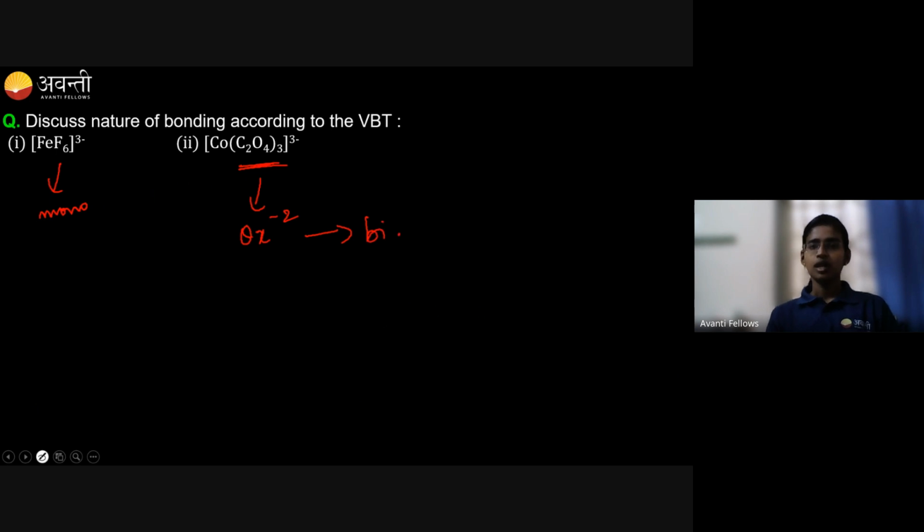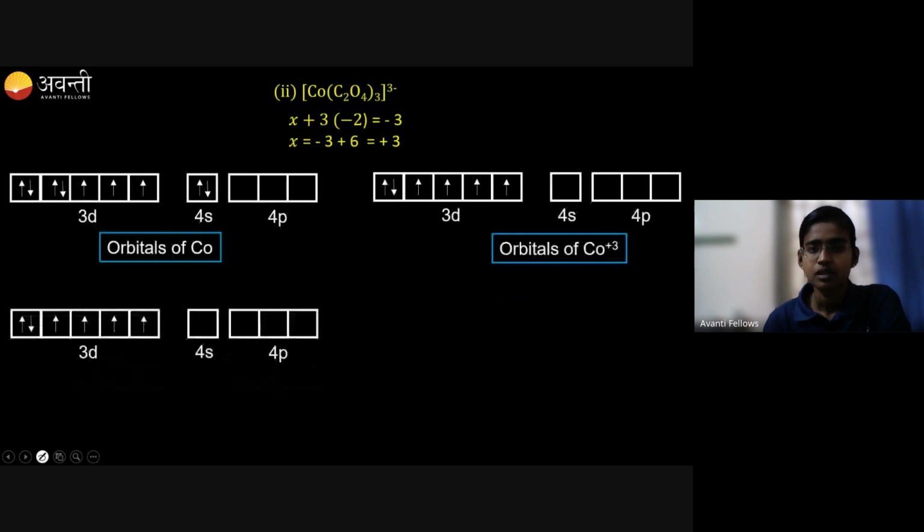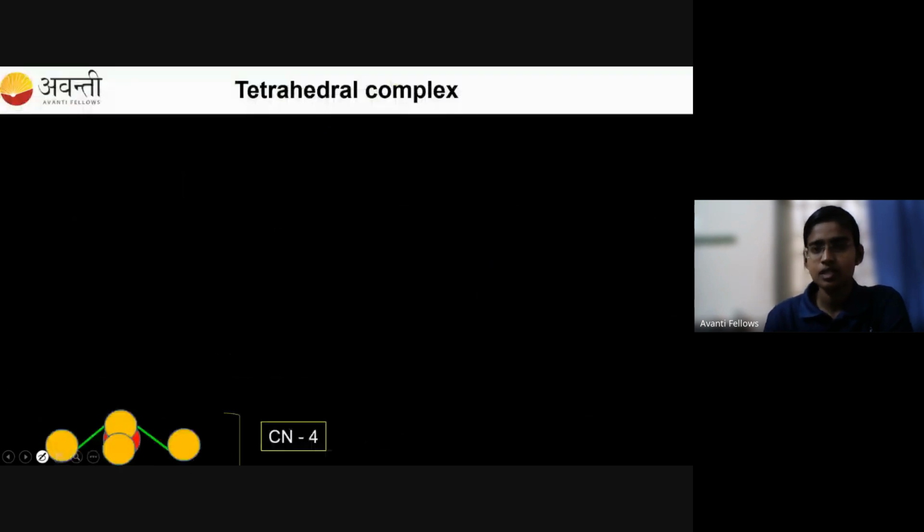Do all the calculations and find out whether the given complex is inner orbital or outer orbital. You have to find out the nature of bonding in both the complexes, whether it is an inner orbital complex or an outer orbital complex, and tell me in the next class. Take this down as homework. I'll skip the solution of this.